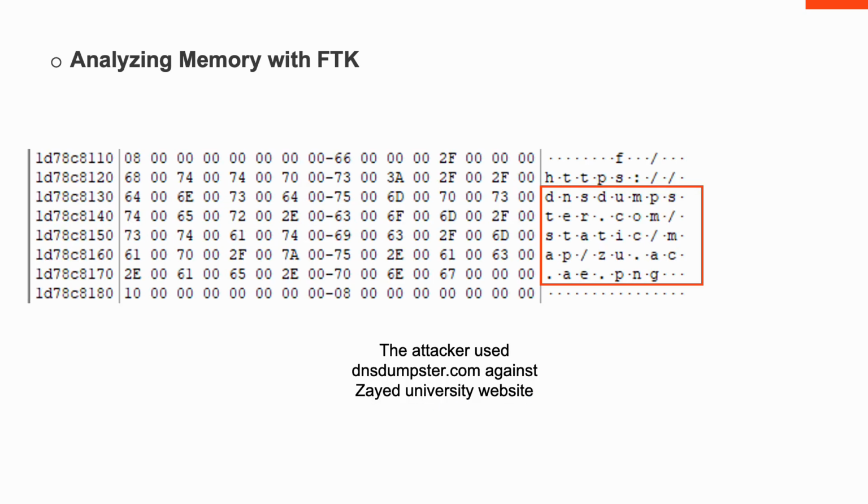Now, if you remember, we assumed that the attacker utilized the DNS dumpster in the previous slides, right? So during the investigation, we were able to find those traces in the memory, and this shows a URL to the website with the exact target, which is the university. After dnsdumpster.com, it says that the target was zu.ac.ae.